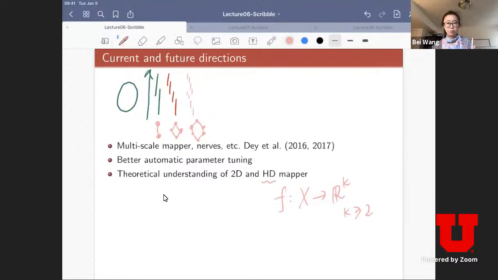But in practice, it works pretty well for a lot of different applications. Okay, any questions over Mapper before we move on to homology, which is really pretty? I'm going to move to that. I'm a little bit behind on my lecture numbering, but I'm still covering the right amount of content, so we'll just take our time.